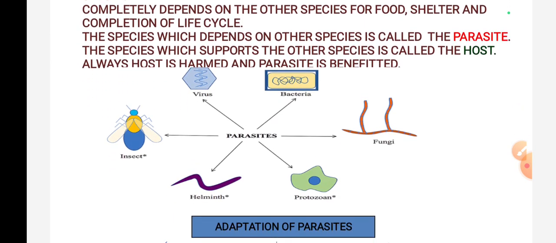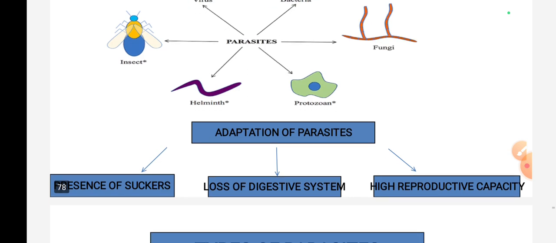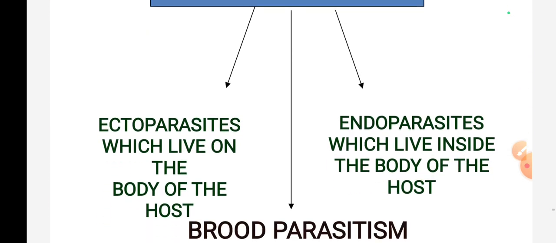Bacteria also include parasites, viruses also include parasites, insects also include parasites. Then the helminths group of organisms also has parasites, and protozoans also have parasites. Adaptations of parasites include the presence of suckers, loss of the digestive system, and high reproductive capacity. Then types of parasites.